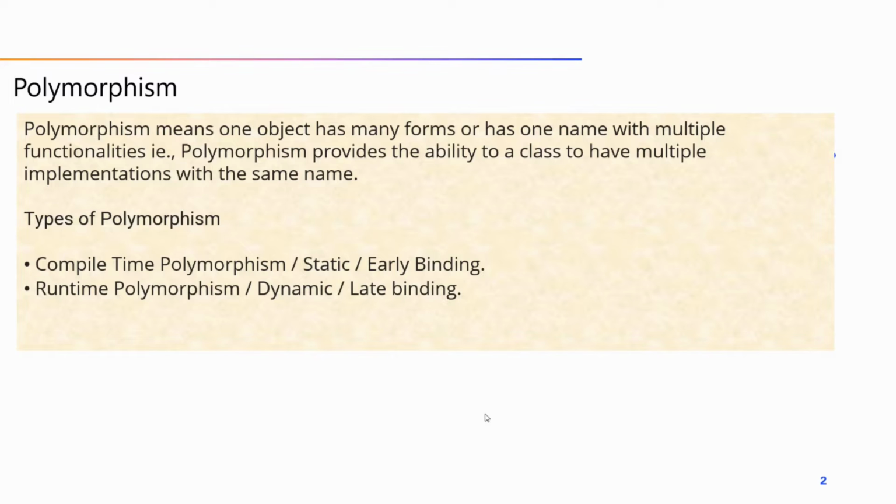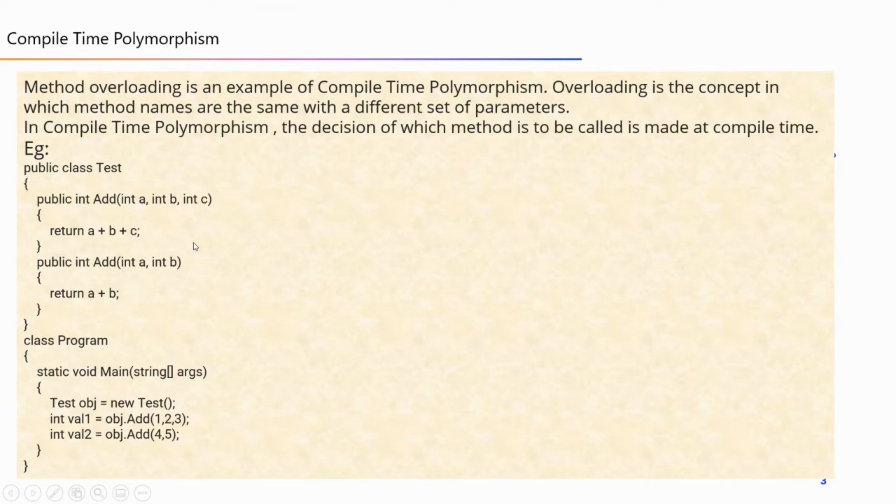There are two types of polymorphism: compile time polymorphism and runtime polymorphism. Compile time polymorphism, we can also say static polymorphism or early binding. Runtime polymorphism, we can also say dynamic polymorphism or late binding. Let's see compile time polymorphism.